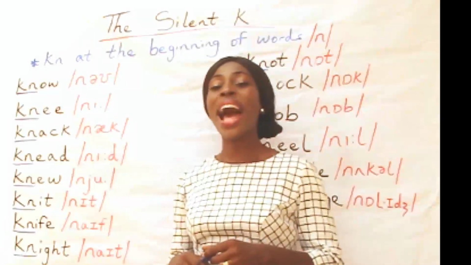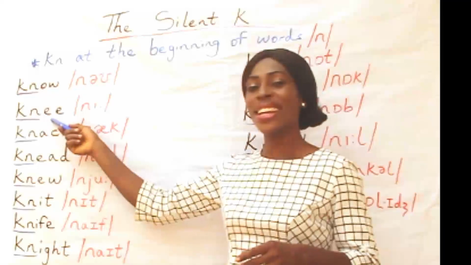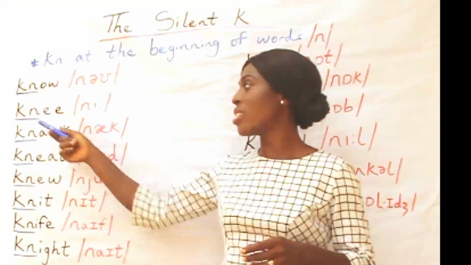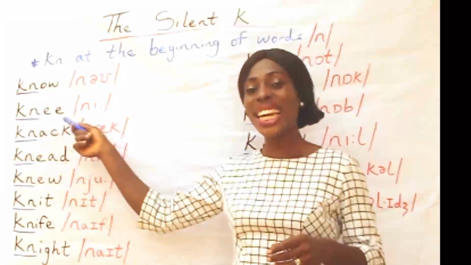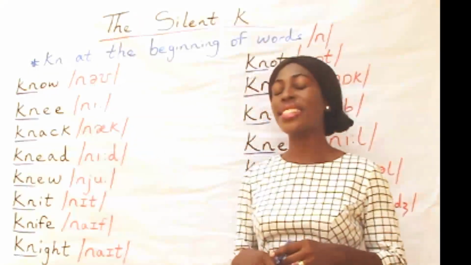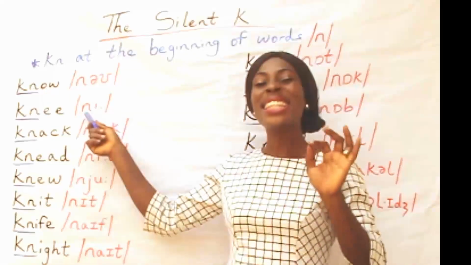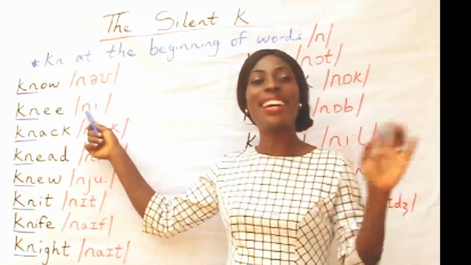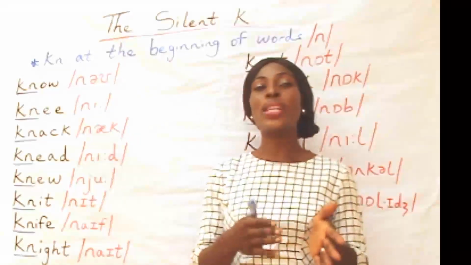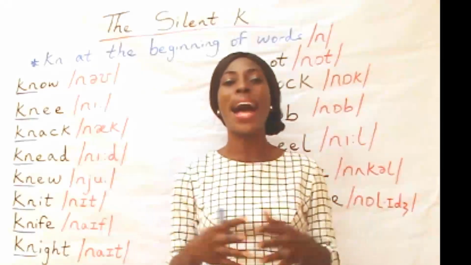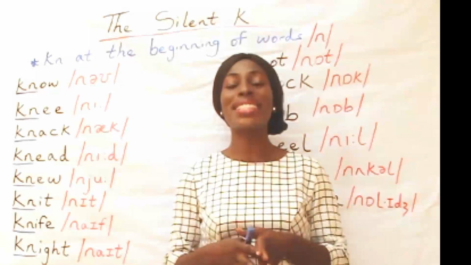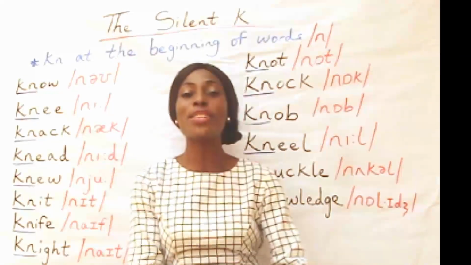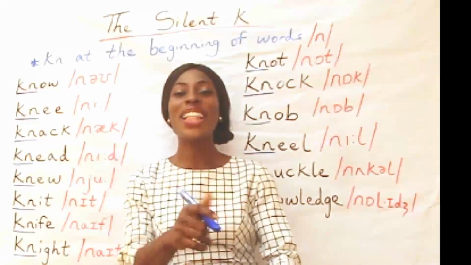The second word we have with the silent K is knee. So this word is not k-knee. The K is silent. So what you have is knee, the joint between the top and bottom part of the leg. Everyone has a knee. So the joint between the top and the bottom part of your leg is your knee.